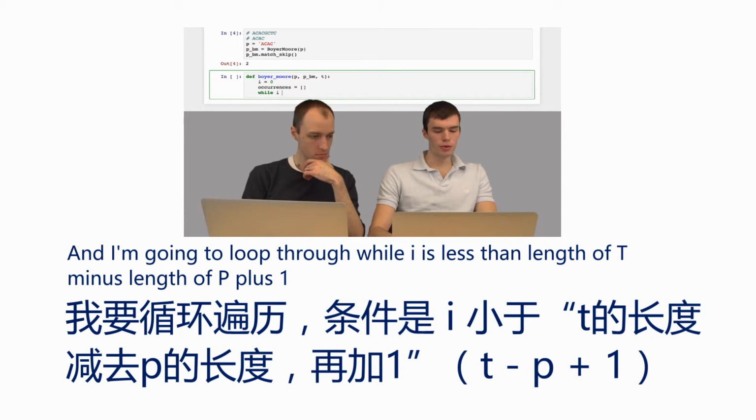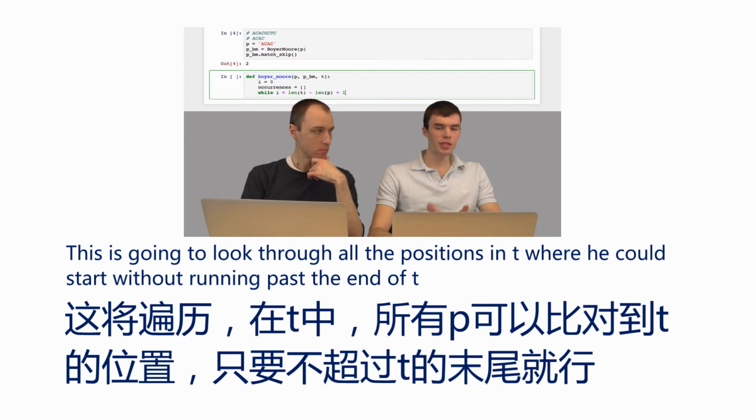And now I'm going to loop through while i is less than length of T minus length of P plus 1. So this is going to loop through all the positions in T where P could start without running past the end of T.